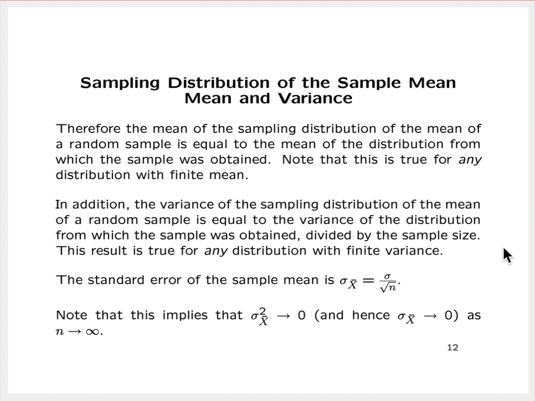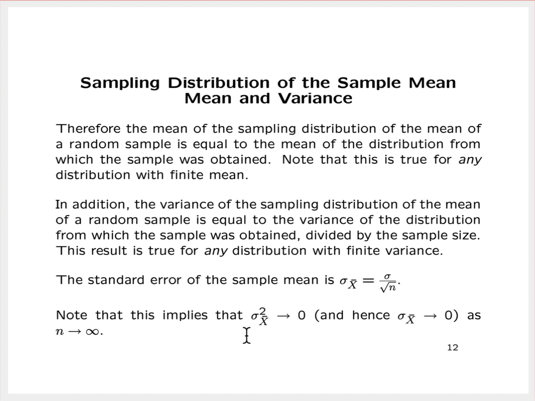Now, the standard error of the sample mean, which you'll remember, the standard error of a statistic is the standard deviation of its sampling distribution. And so the standard error of the sample mean is equal to the square root of its variance. And so the standard error of the sample mean is equal to sigma over the square root of n, where sigma is the standard deviation of the population we're sampling from, and n, again, is the sample size.